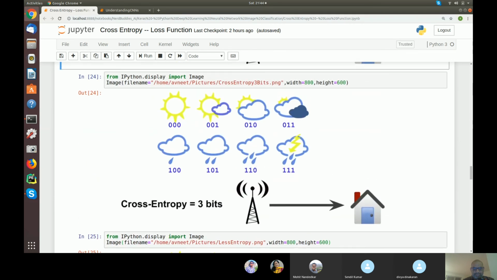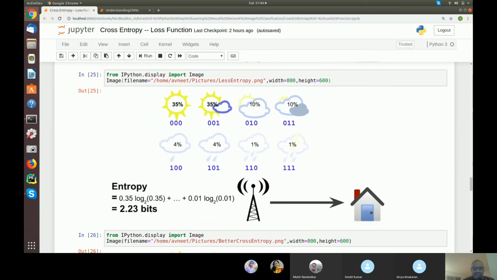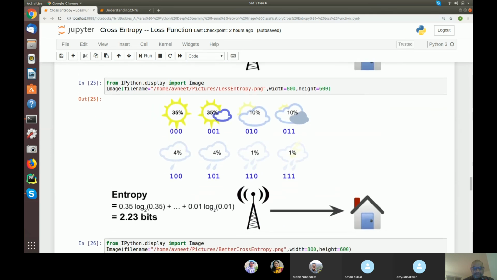So here we had 3. Here also we're using 3 bits, but the uncertainty has decreased, so the entropy has decreased, but the cross entropy is still the same, which is 3. The difference between the cross entropy and the entropy, that is what we're trying to minimize.